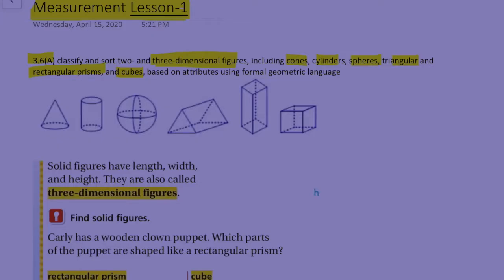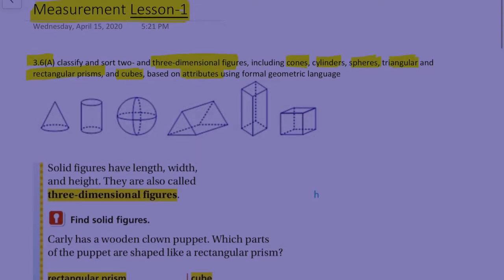Okay guys, let's talk about the chapter of measurements, and here we're going to talk about TEKS 3.6, and today's lesson is three-dimensional figures. We're going to talk about cones, cylinders, spheres, rectangular and triangular prisms, and cubes. And we will discuss some of the attributes of these geometric shapes.